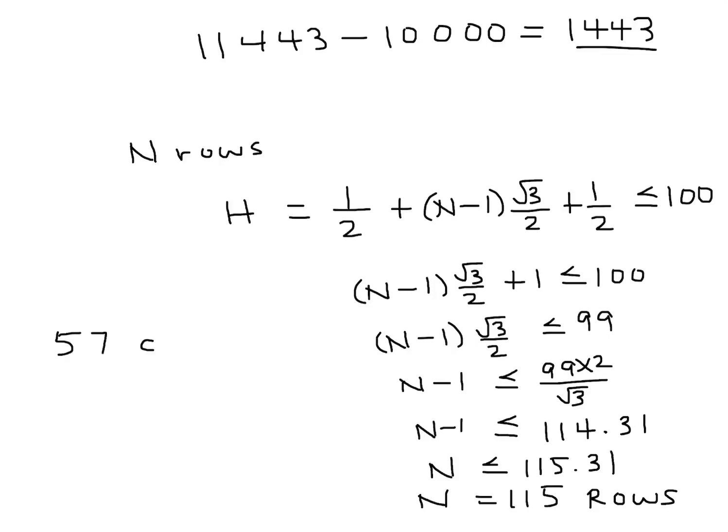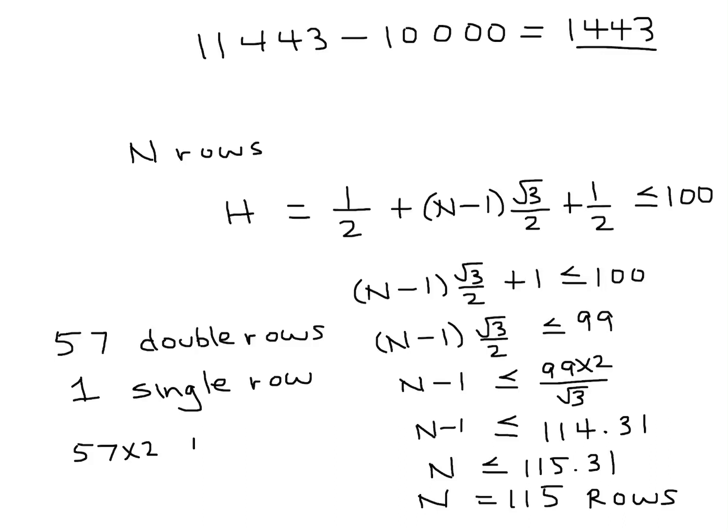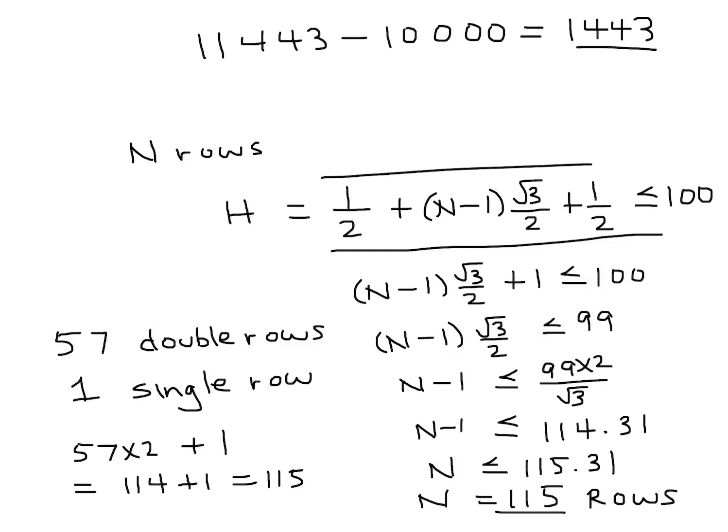We had 57 double rows, and we had one single row. So 57 double rows is 57 times 2. One single row is 1. 57 times 2 is 114 plus 1, which is 115, which is exactly what this formula gives. And this formula you can get entirely from the mathematics in the question and in the diagram that I wrote.